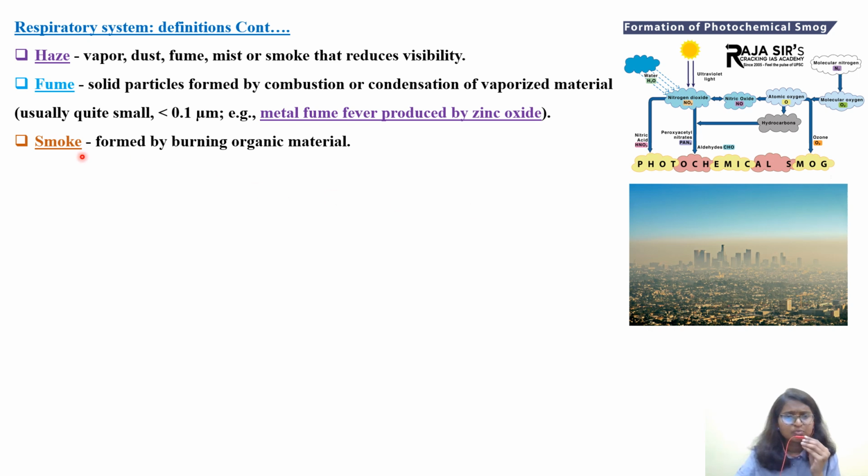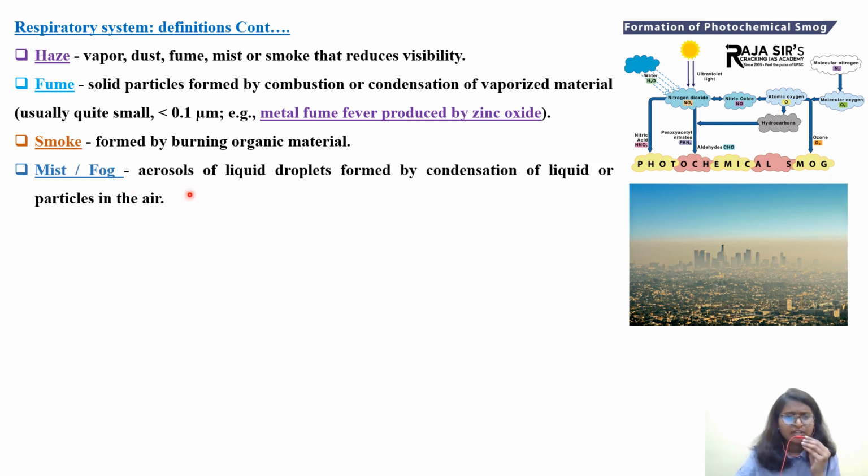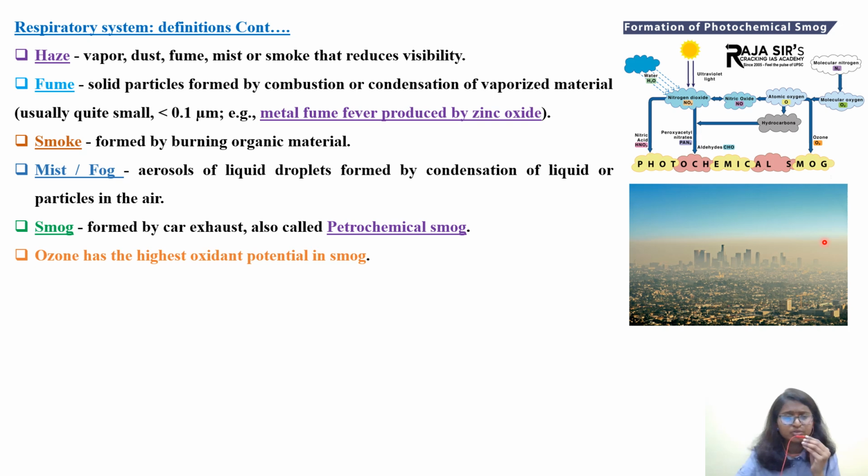Next, smoke is formed by burning organic material. Mist or fog: aerosols of liquid droplets formed by condensation of liquid or particles in the air. Smog formed by car exhaust is also called petrochemical smog. In inhalation toxicology, you have to learn two types of smog: one is Los Angeles smog, another is London smog. How these two are different, that you have to learn.